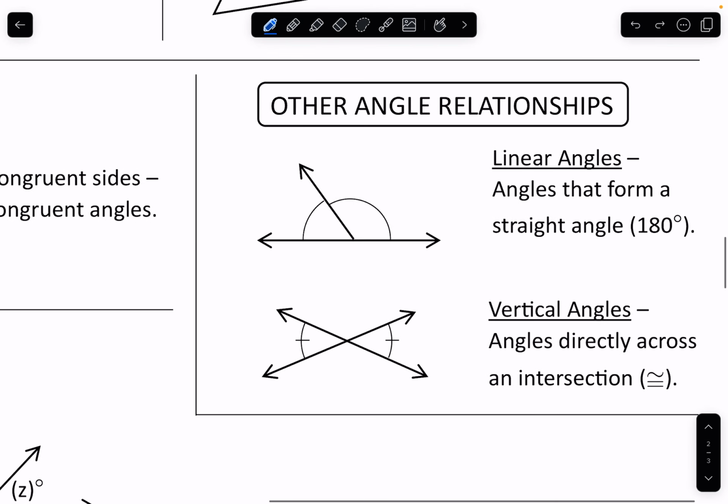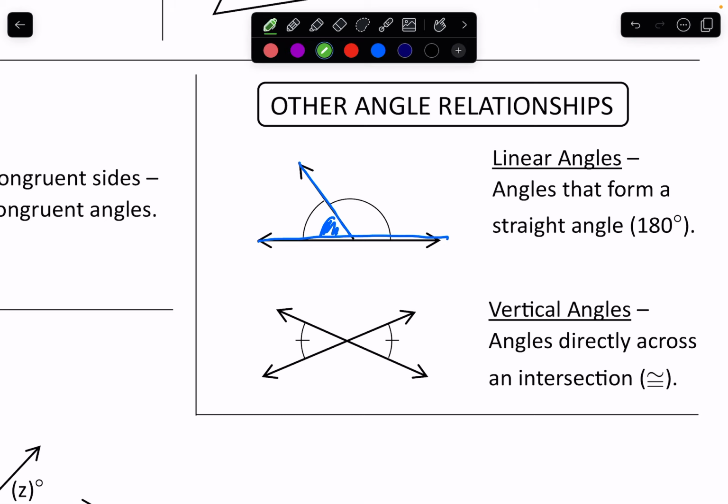Other angle relationships: linear angles are angles that form a straight line, and those add up to 180 degrees. So you've got this straight line right here, and if you break it into two angles, the angle on the left and the angle on the right add up to be 180 degrees, which is kind of a no-brainer because when they're side by side and you connect them, they make a straight line, which you know is 180 degrees.